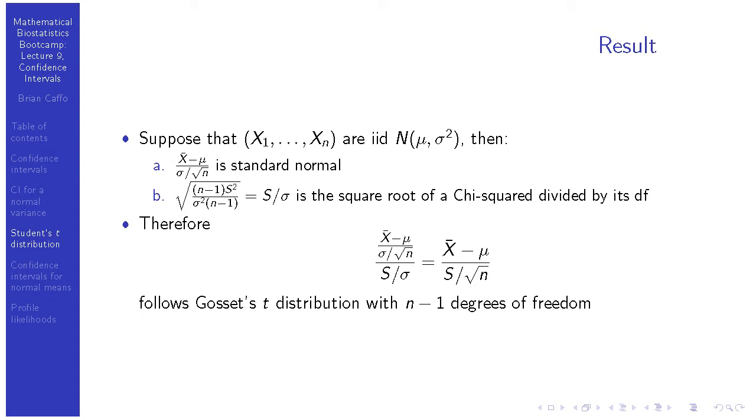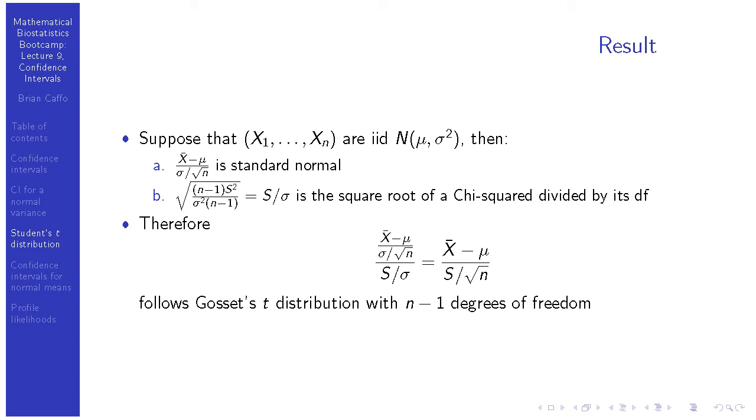Let's suppose X1 to Xn are IID normal mu, sigma squared. Then X bar minus mu divided by sigma over square root n is, of course, standard normal, because linear combinations of normal random variables are themselves normal. So in this case, X bar is normal. And because they're IID, we know exactly what the standard deviation of X bar is: sigma over square root n, and its mean is mu. When we shift and scale our non-standard normal by mu and divide by its standard deviation, sigma over square root n, we get a standard normal. Hopefully this should not be news to you at this point in the class.